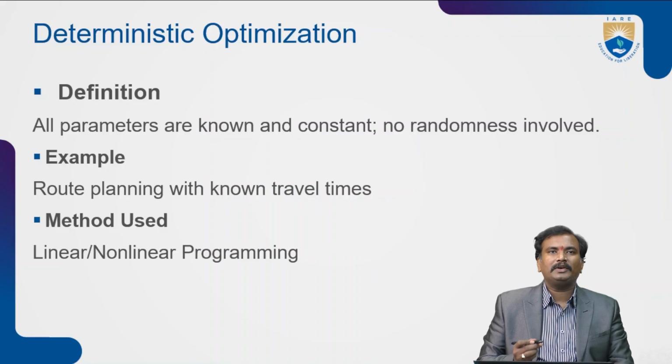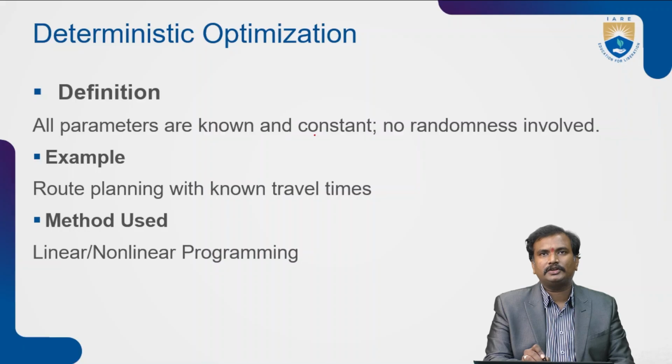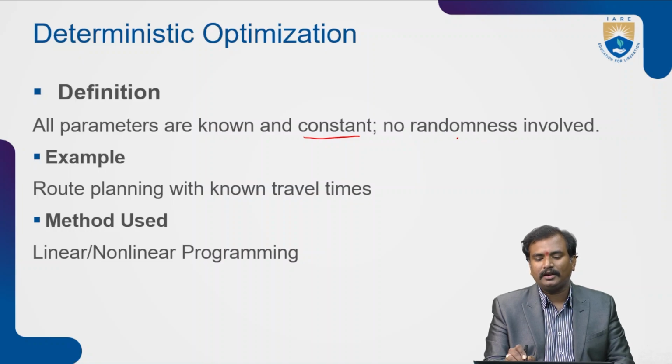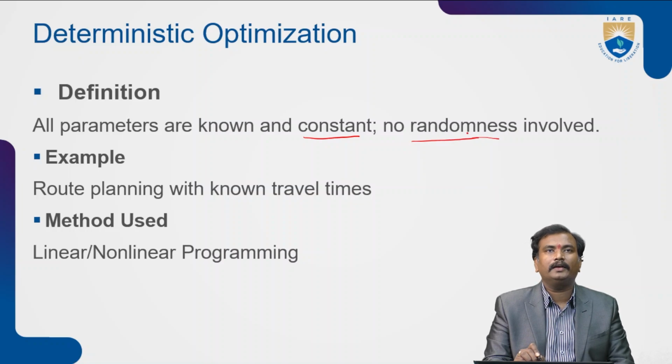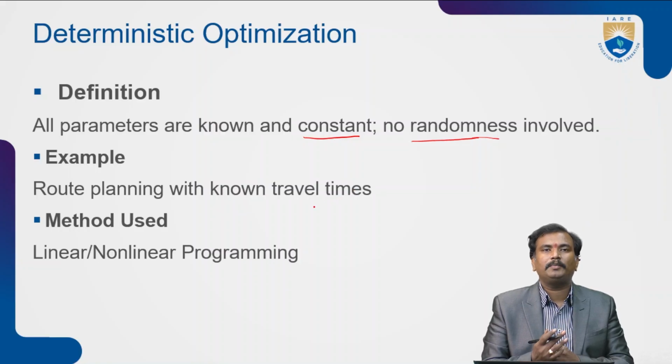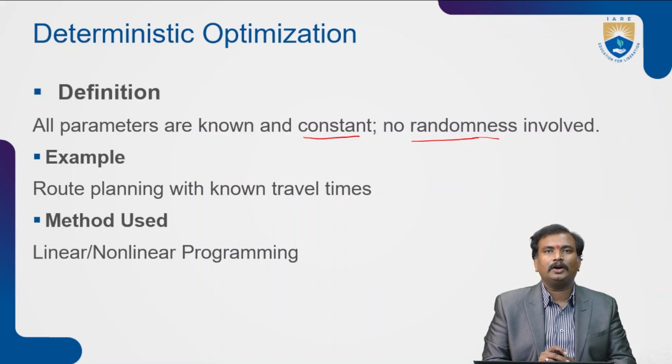And deterministic optimization: here all parameters are known and constant. No randomness is involved. Then we can call it deterministic optimization. An example is route planning with known travel times. Whenever we are going for a particular trip and we know the route and the travel times, we can easily decide how to move from our starting place to the destination.